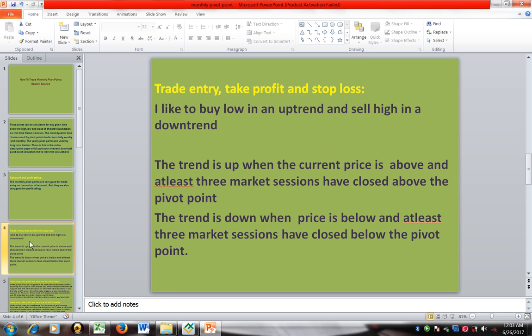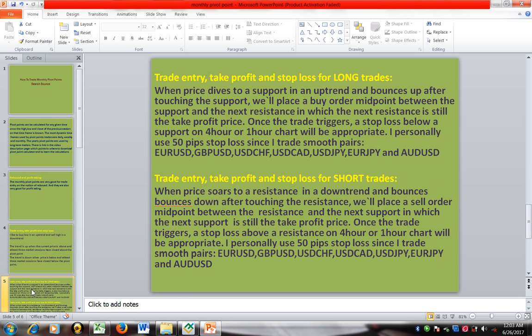Similarly, we have a downtrend when price is below the pivot point and at least 3 candles or market sessions have closed below the pivot point. Now I've made a video on the long trades, and this particular one is for short trades, sellers. When price rises to a resistance in a downtrend, we are having a downtrend. If we are having a downtrend and the price is going up, of course it's going to encounter a resistance.